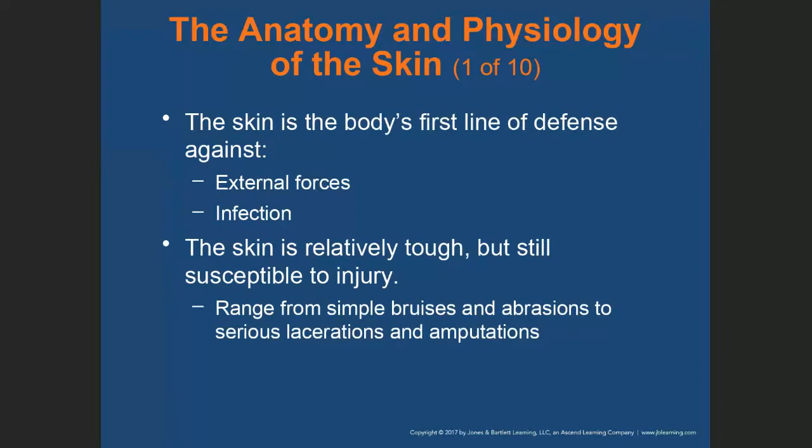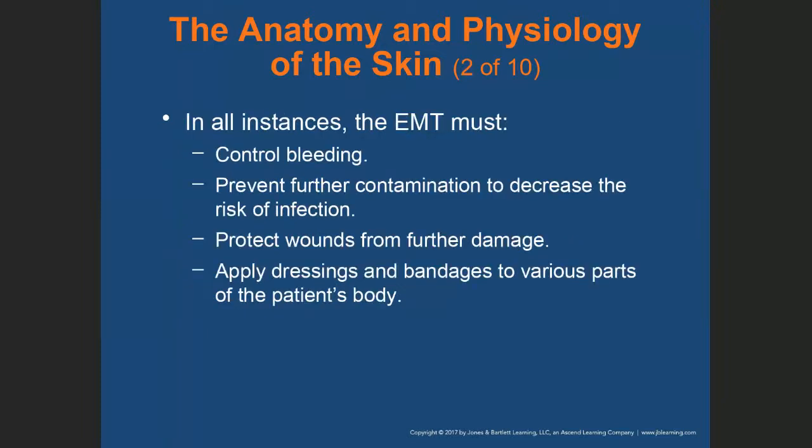Now let's review the anatomy and physiology of the skin. The skin is the body's first line of defense against external forces and infection. The skin is relatively tough, but still susceptible to injury. It can range from simple bruises and abrasions to serious lacerations and amputations. In all instances, the EMT must control bleeding, prevent further contamination to decrease the risk of infection, protect the wound from further damage, and apply dressings and bandages to various parts of the patient's body.